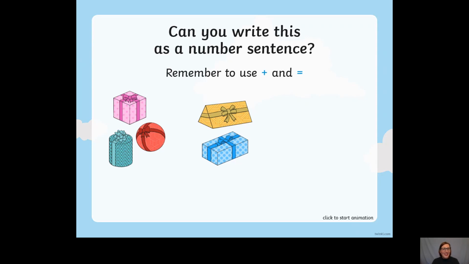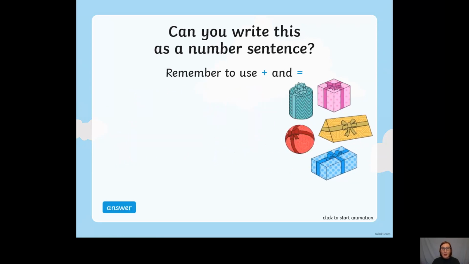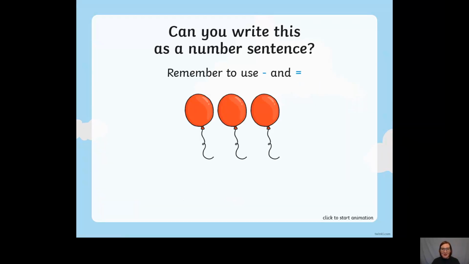How did you get on? Shall we see if we've got the same? So I had 1, 2, 3 presents here and 1, 2 presents here. I wanted to know how many presents I had all together. So how many presents do I have all together? And my answer is 3 add 2 equals 5. Did you write that down too? Brilliant. Let's try another one.